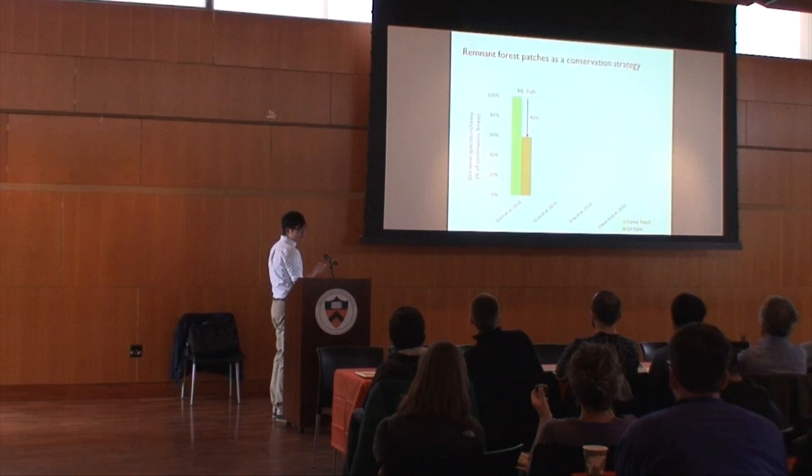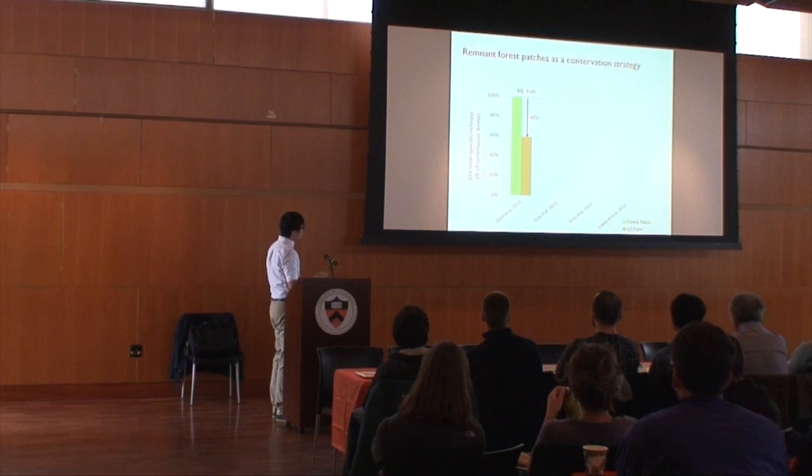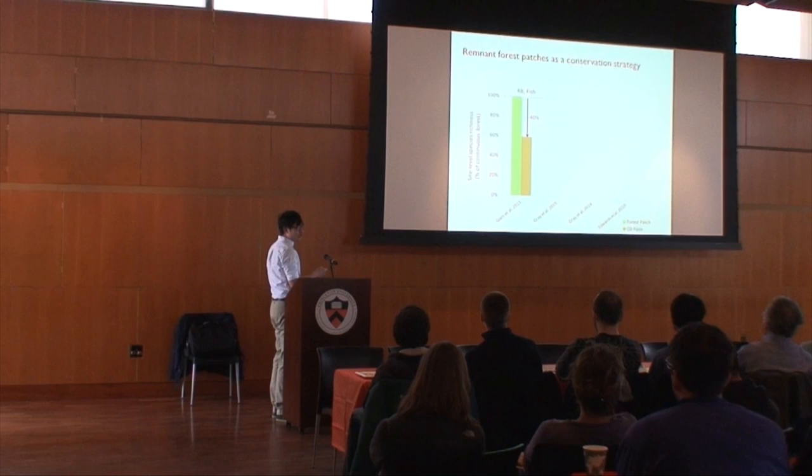Here, the orange bar shows oil palm, and once forest is converted to oil palm, there's a 40% reduction in fish species. However, if we retain riparian reserves, there's only a very small reduction, almost no reduction for fish at least.